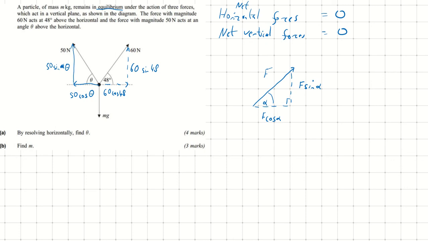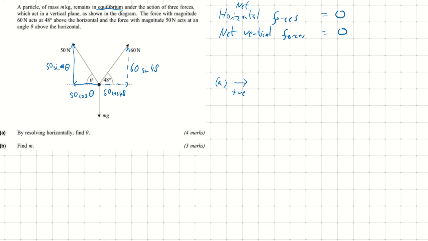Okay, so we've broken down our forces into horizontal and vertical components, and that means that actually the whole question will be relatively straightforward. So let's look at part A in full. It says resolving horizontally. So resolving horizontally means we just need to look at our horizontal forces. We don't need to consider any of the vertical components. We need to choose a positive direction. So horizontally means either the left or the right. Let's choose to the right as being our positive direction. So forces to the right will be positive and forces to the left will be negative.